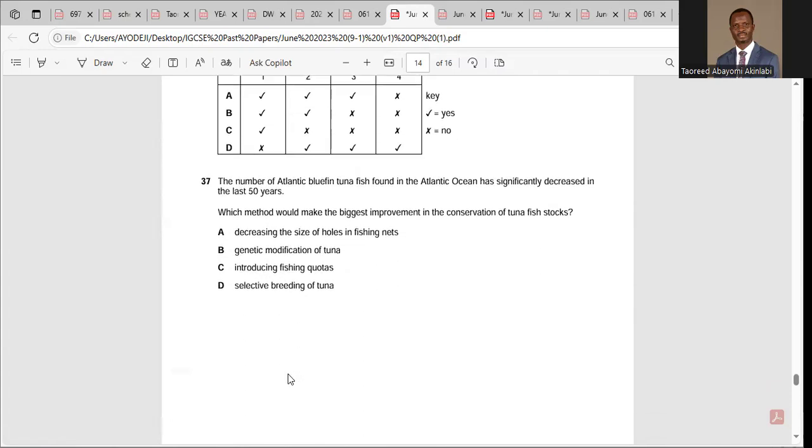For 37, the number of Atlantic bluefin tuna fish found in the Atlantic Ocean has significantly decreased in the last 50 years. Which method will make the biggest improvement in conservation of tuna fish stocks? All right. And the correct option for 37 will be option C. That means introducing fishing quotas. That means there's a regulation to how the fish is being harvested or hunted.